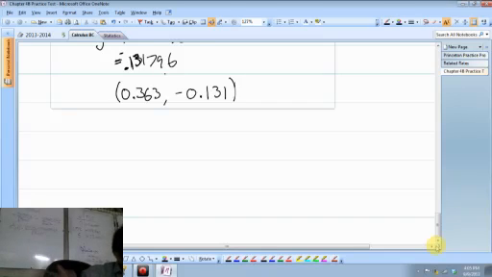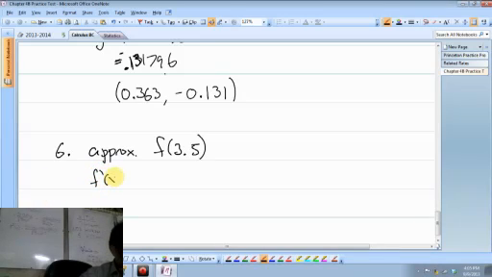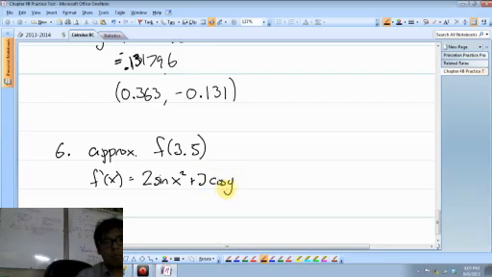Okay. We need a linear approximation. We want to approximate f of 3.5. We're given the following information. We're given that f prime of x is 2 sine of x squared plus 3 cosine y. And we're also given f of 3 is equal to 1.5.